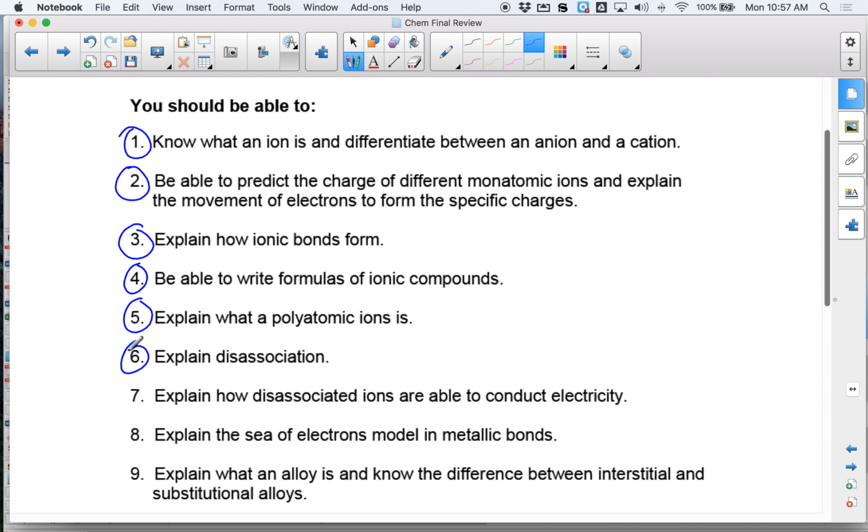However, if you notice, and draw arrows next to that, what do we notice about number 1? It's exactly the same as the one we just talked about. So, we don't really need to talk about that one for completeness. I'm Xing it out because we just talked about that in the last chapter. So, know what an ion is and differentiate between anions and cations. Okay?